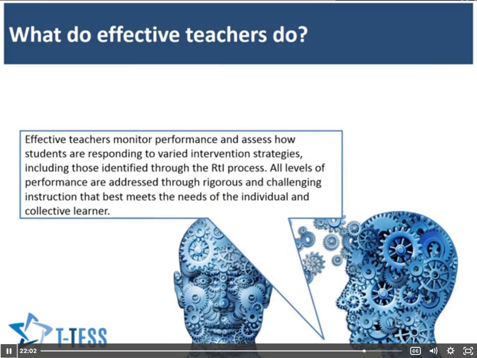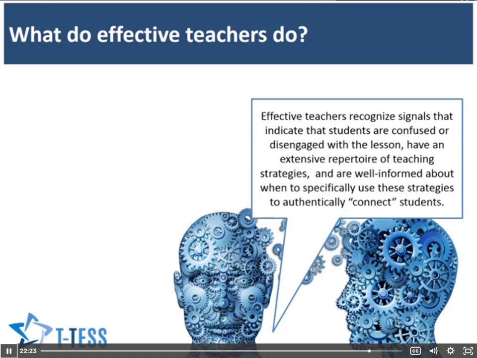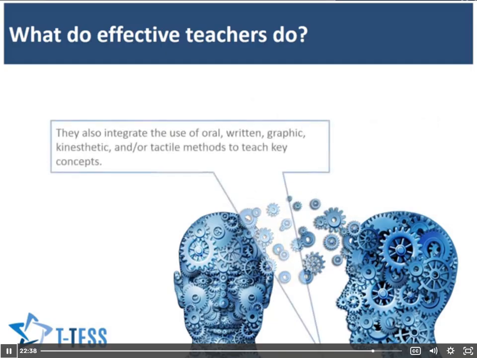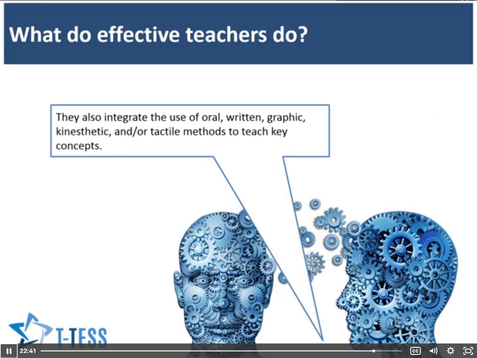Effective teachers monitor performance and assess how students are responding to varied intervention strategies, including those identified through the RTI process. All levels of performance are addressed through rigorous and challenging instruction that best meets the needs of the individual and collective learner. Effective teachers recognize signals that indicate that students are confused or disengaged with the lesson. They have an extensive repertoire of teaching strategies, and they are well informed about when to specifically use these strategies to authentically connect students. They also integrate the use of oral, written, graphic, kinesthetic, and/or tactile methods to teach key concepts.